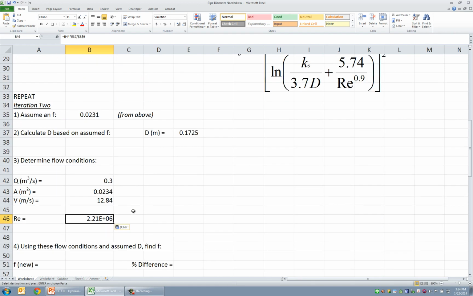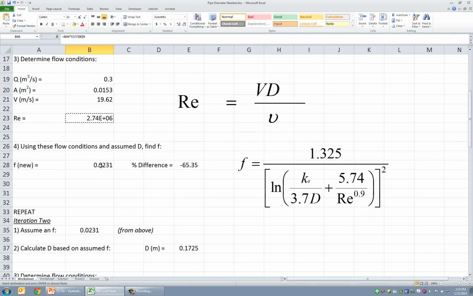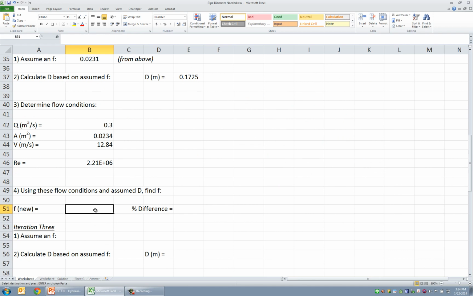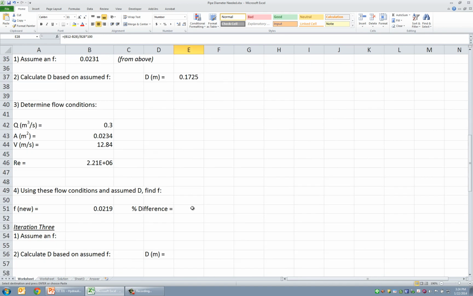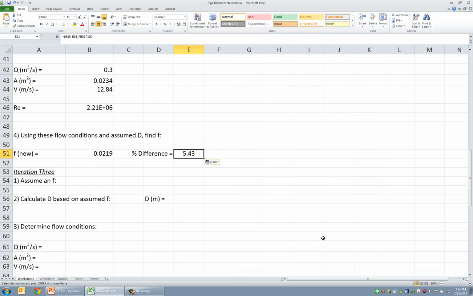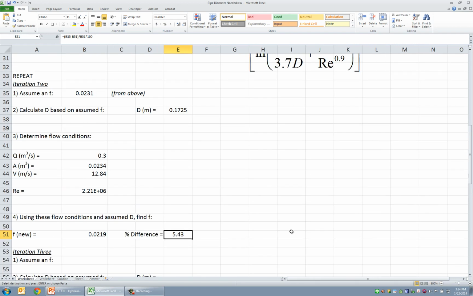And so the new F value, this is the Jain equation, so I'm going to copy Control-C and Control-V, and that gives me a new F value at the end of iteration 2. So we're gradually getting better. If I copy and paste that percent difference formula, now my percent difference is only 5.43% different.